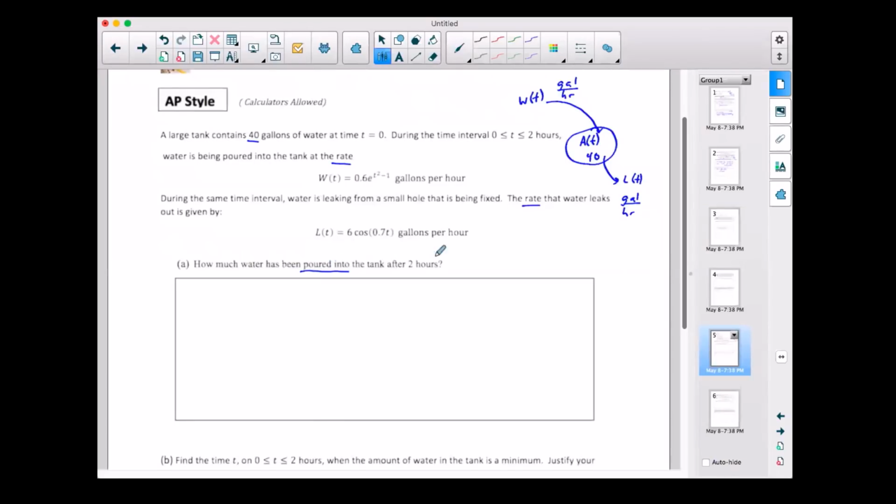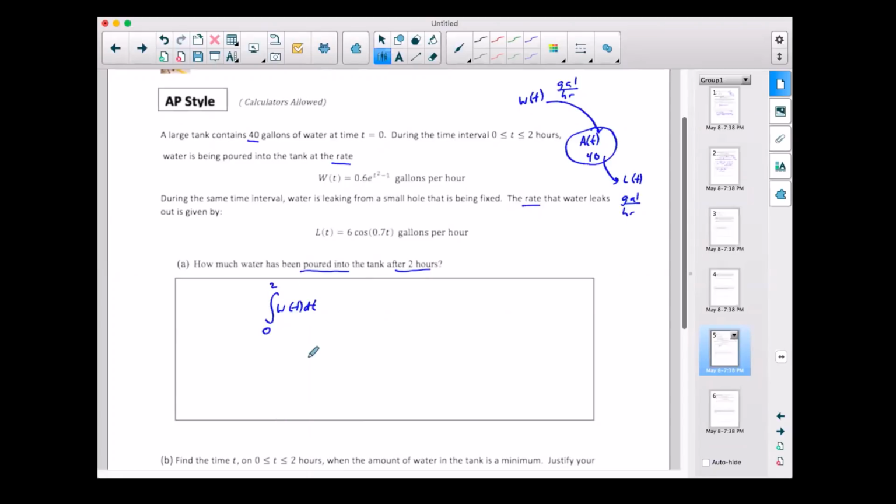So notice again, I don't care about L. L is what's leaving the tank. And I don't care about this 40. The 40 is what was already there to begin with, right? It wasn't poured in, it was just there. And so if we're talking about things being poured into the tank, that's only involving the rate in. So we're going to integrate W of t dt, and it says after 2 hours. So we started at time 0, and we're stopping 2 hours later.